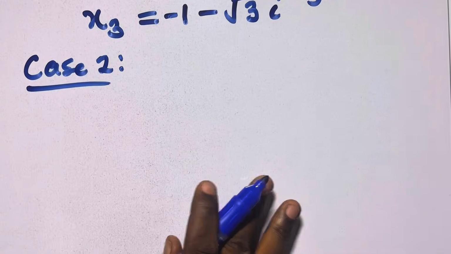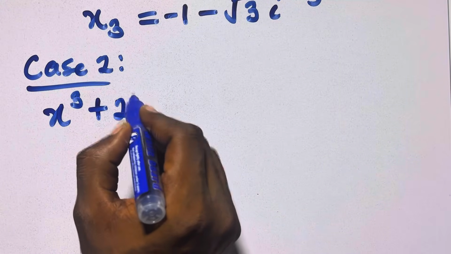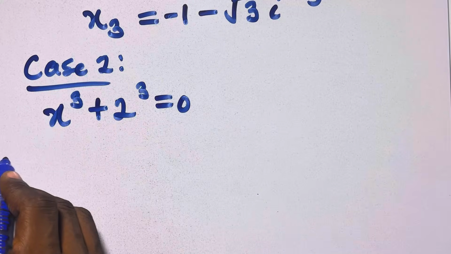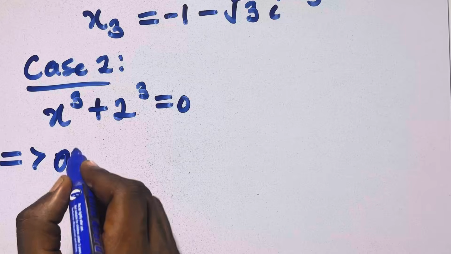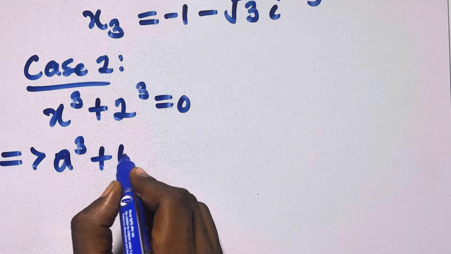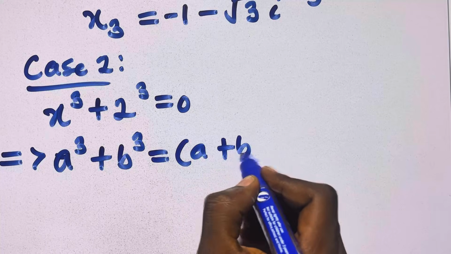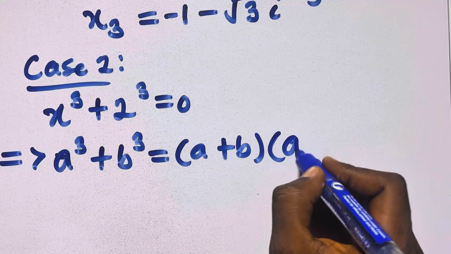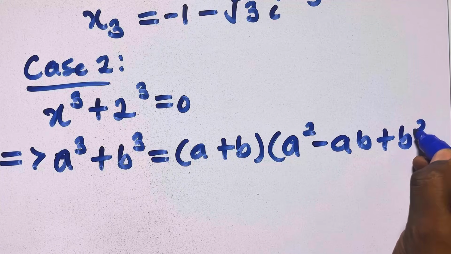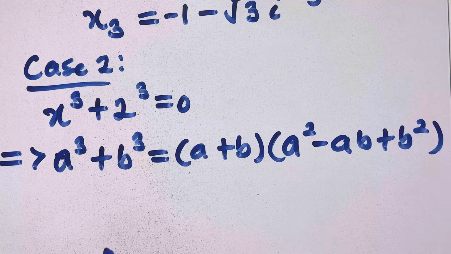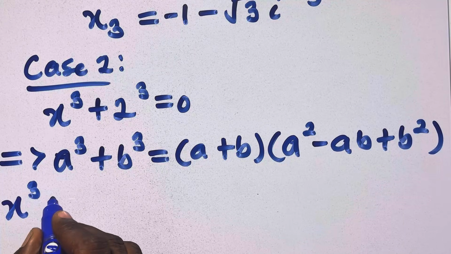So let's look at case 2. The case 2 equation says x raised to the power 3 plus 2 raised to the power 3 equals 0. The first thing you have to note is to remember the sum of 2 cubes, which is equal to a plus b, then a squared minus ab plus b squared. I hope you are following.